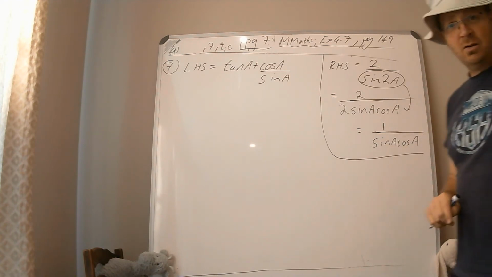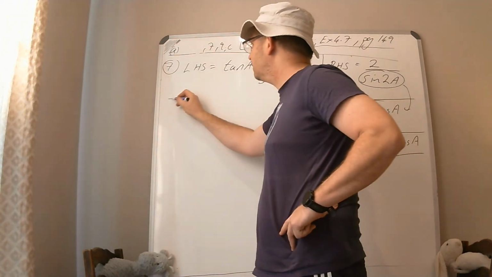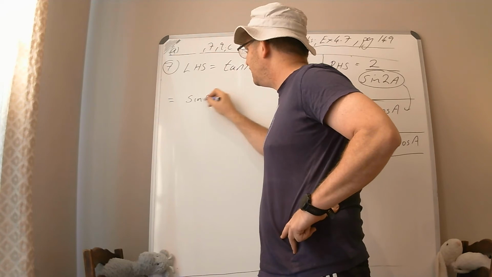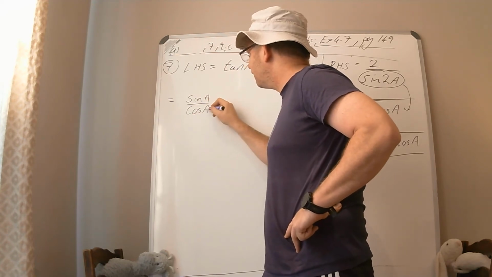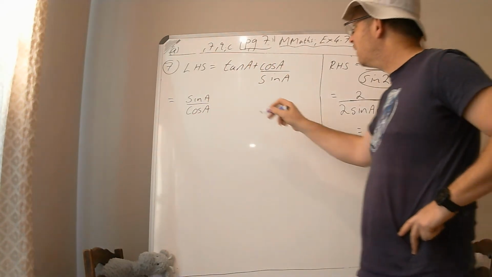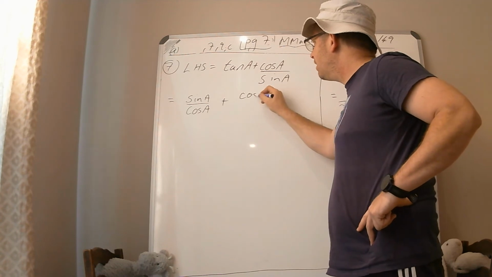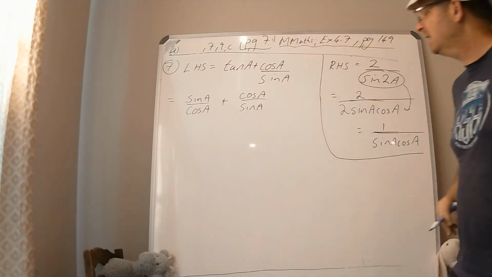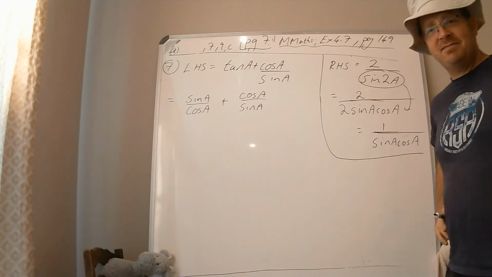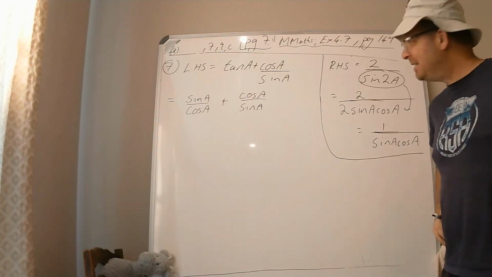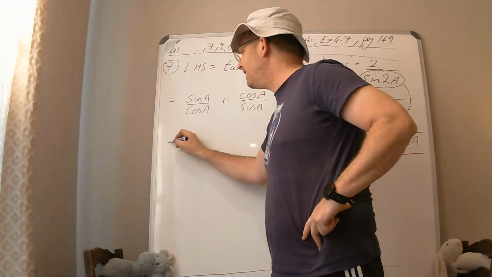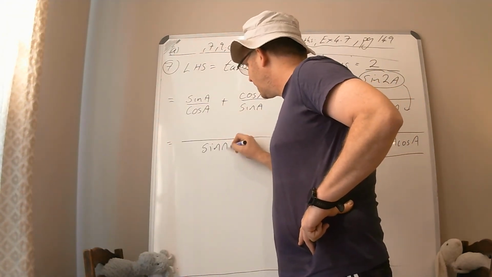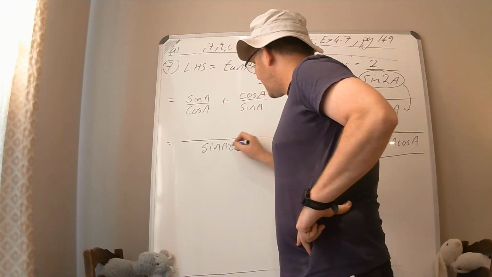Right, so Husna, tell me please, what would you do here? Indeed you are correct. You may be a villain, but your math is fine. And you're going to get sine a over cos a plus cos a over sine a. Right, so Husna, how do we add fractions? Indeed we do. A common denominator, which is going to be what? Fantastic. Sine a cos a.